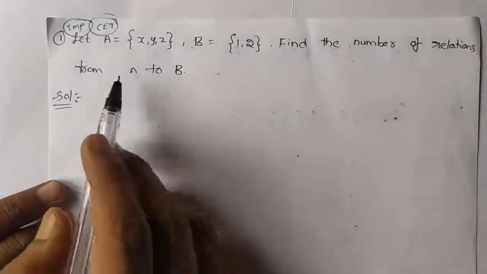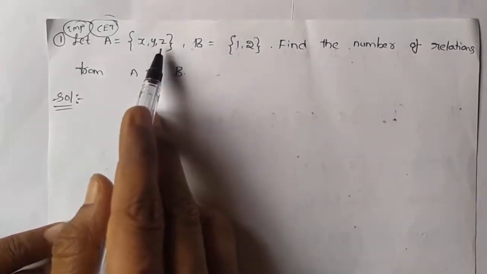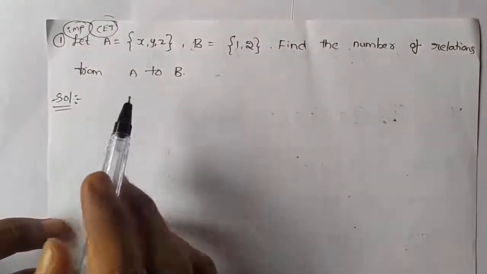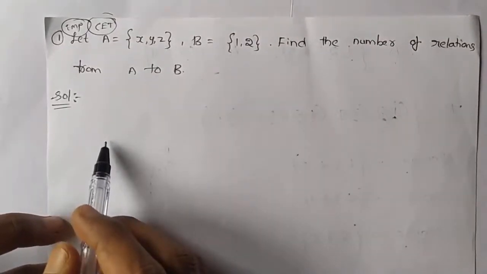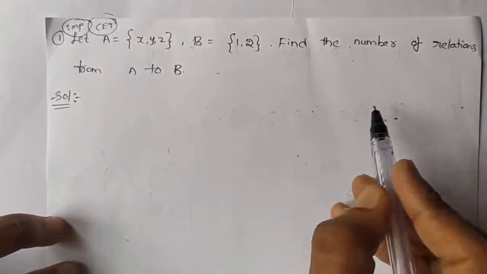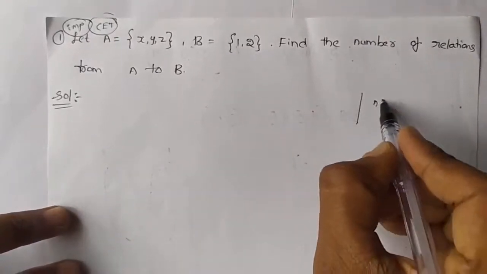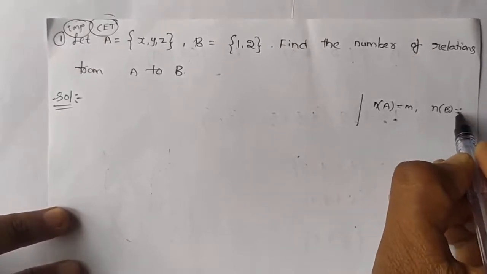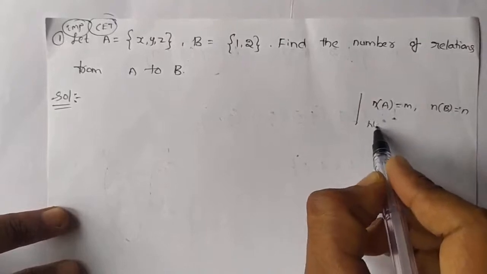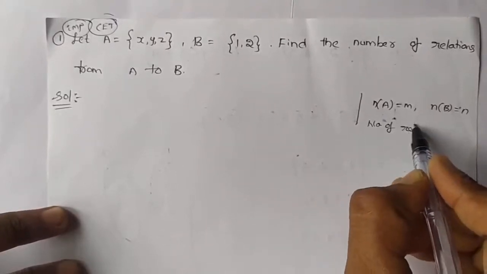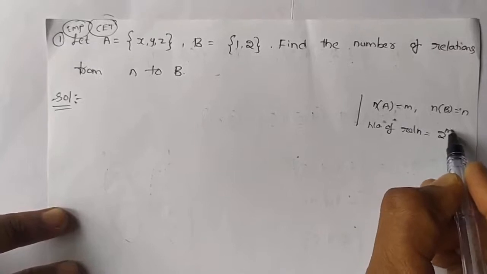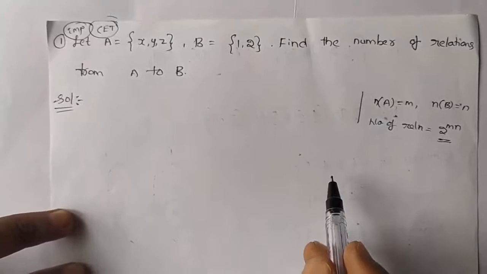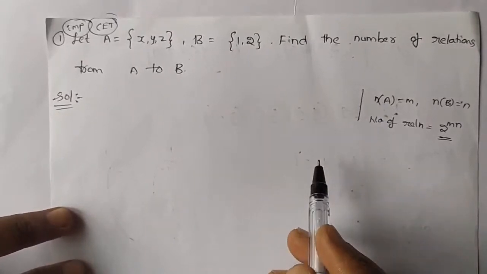Very simple one. Let A equals {x, y, z}, B equals {1, 2}. Find the number of relations from A to B. For this we have one formula: if the number of elements in the set A is m and the number of elements in the set B is n, then the number of relations is 2 power m into n. It is the formula to find the number of relations from a set A to a set B.